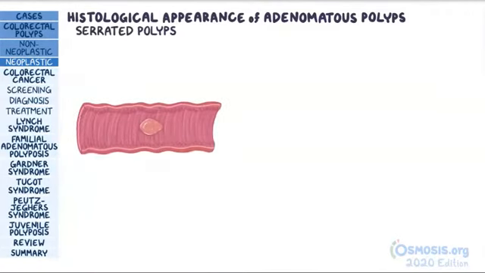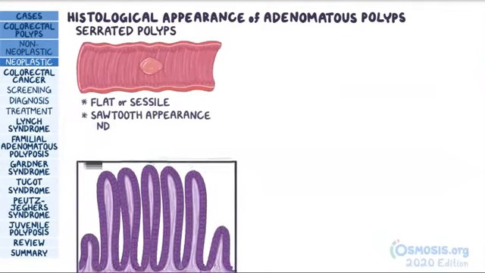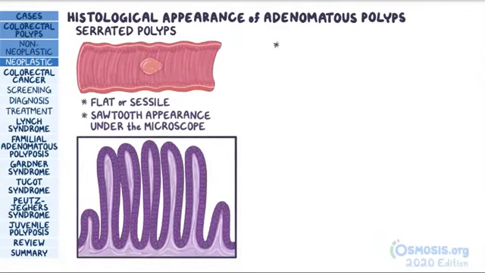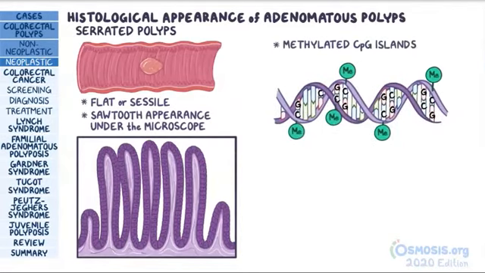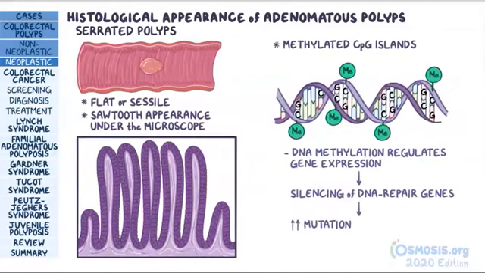Finally, serrated polyps are often flat or sessile, and are characterized by sawtooth appearance under the microscope. They contain methylated CpG islands in their genes. DNA methylation regulates gene expression, which can cause silencing of DNA repair genes, eventually leading to more mutations and malignancy.